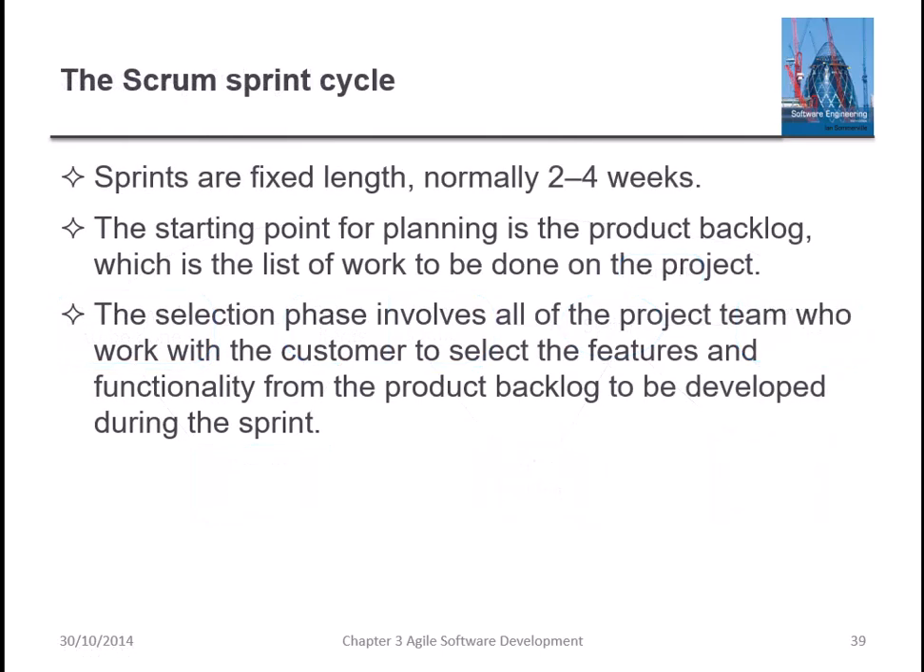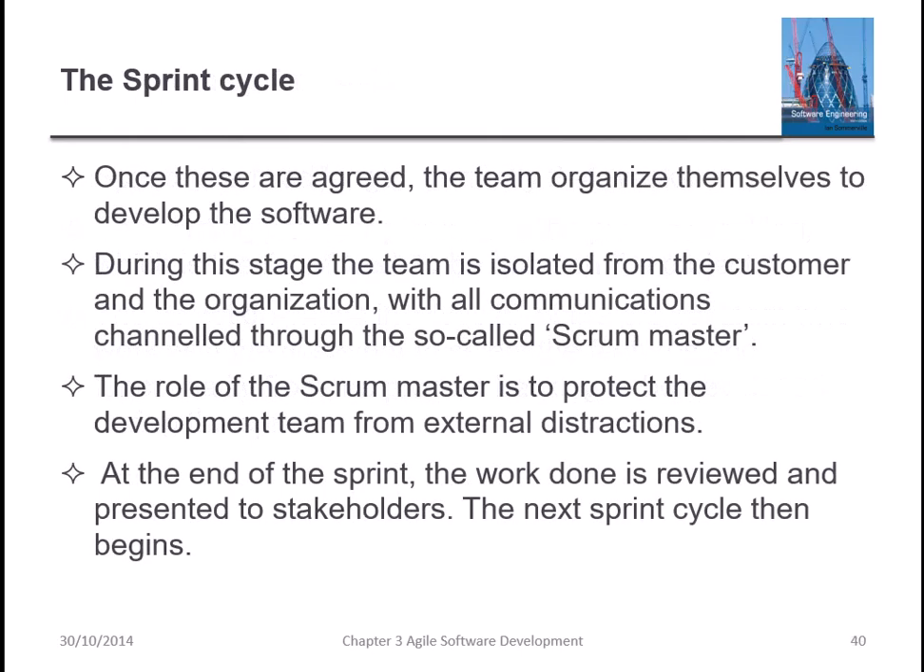Sprints are fixed length, normally 2 to 4 weeks. The starting point for planning is the product backlog, which is the list of work to be done on the project. The selection phase involves all of the project team, who work with the customer to select the features and functionality from the product backlog to be developed during the sprint. So I already discussed these points in the previous slide. Once these are agreed, the team organizes themselves to develop the software.